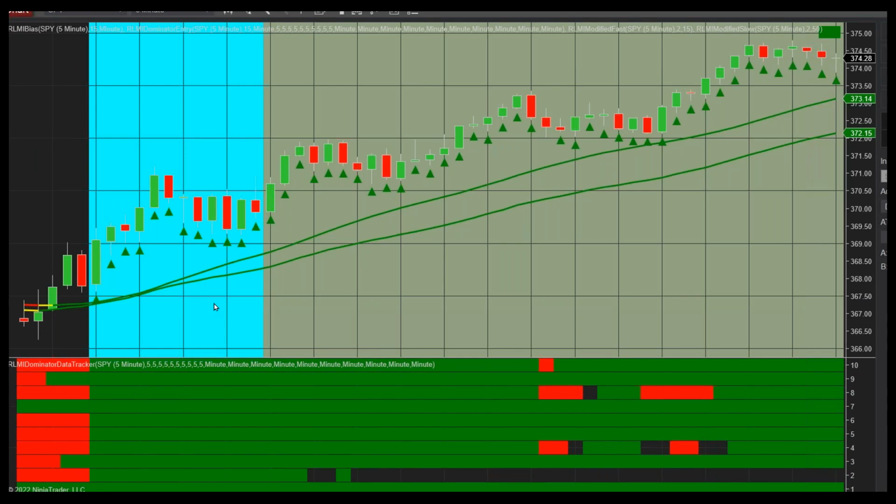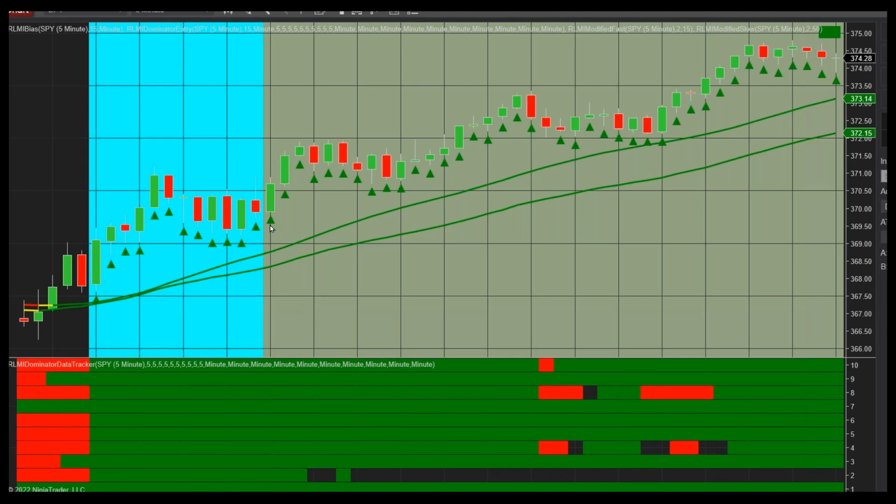This again is the Ninja 8 platform on a 5-minute. This is the SPY, and you can see the neutral here is the black background. We go to this bluish or light green. This is slightly bullish, and this is very bullish. And you can see the amount of green down here, which is lots and lots of up volume and upticks, swamping the down volume and down ticks.